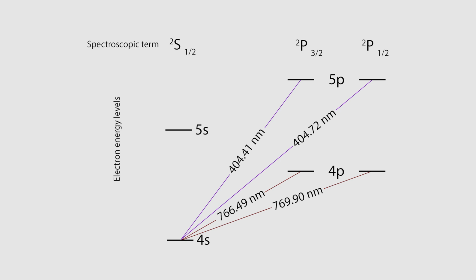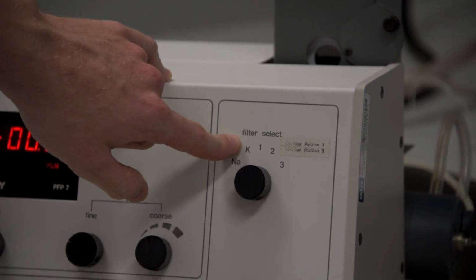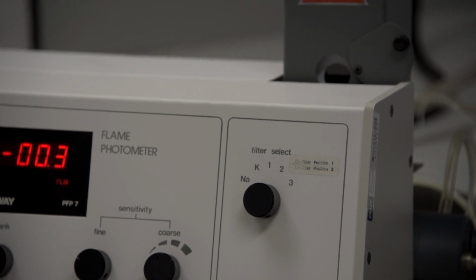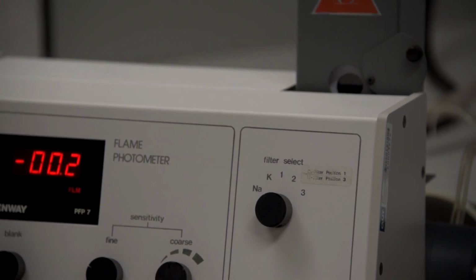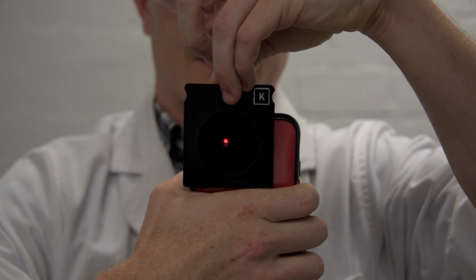This gives rise to emission lines that are red and blue-violet, but in this case, the analytical lines used are the red 766 and 769 nanometer lines. To select these and reject the emission lines of other elements, an optical filter is used. On the spectrophotometer, there are several filters which can be used depending on the analyte being analyzed. These filters select only a narrow selection of the spectrum applicable to the element of interest and remove any potential interfering line.